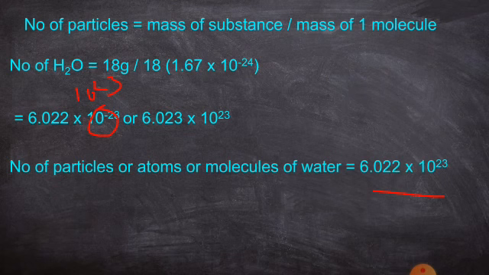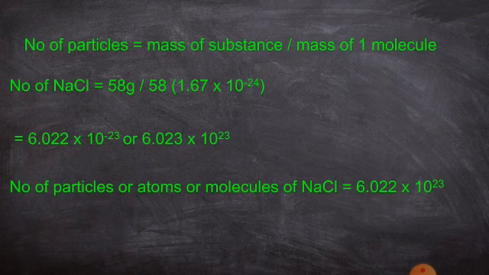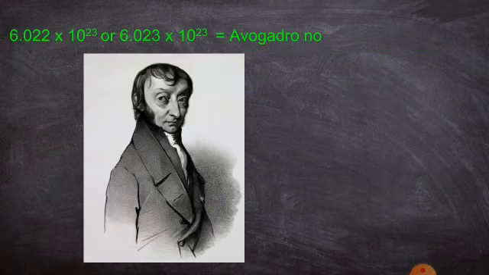Next, now you have to find out the number of particles present in carbon monoxide. So here also you have to multiply with the mass of hydrogen. Finally you will get the same answer, 6.022 into 10 to the power of 23. And if you want to find out for 1 mole of NaCl, that also you will get the same answer, 6.022 into 10 to the power of 23. So what is 6.022 or 6.023 into 10 to the power of 23? This value is known as Avogadro number.